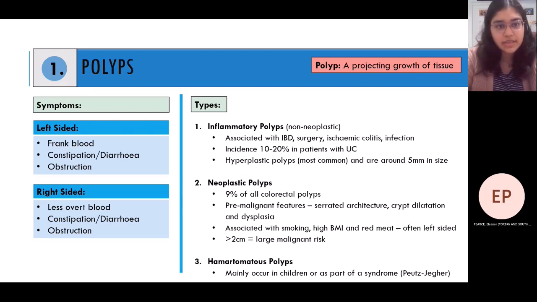The main symptoms to think about: if the polyps are left-sided, you can often have frank blood and alternating constipation and diarrhea. But if they're right-sided, they tend to have less overt blood, because the blood has to travel longer through the colon, so when it comes out in the stools it's often not as visible as with a left-sided polyp.